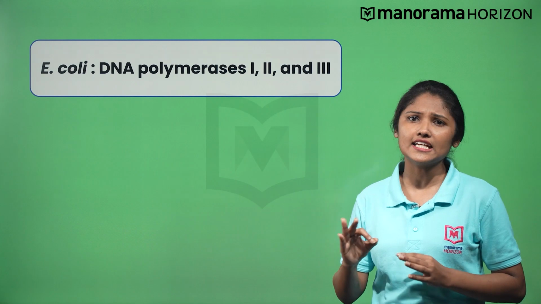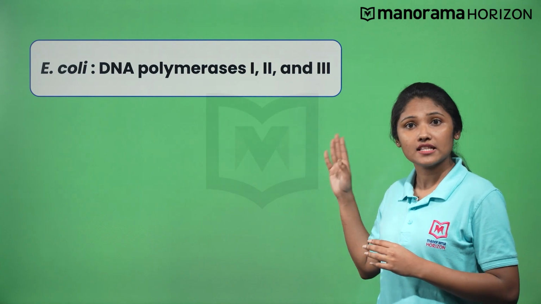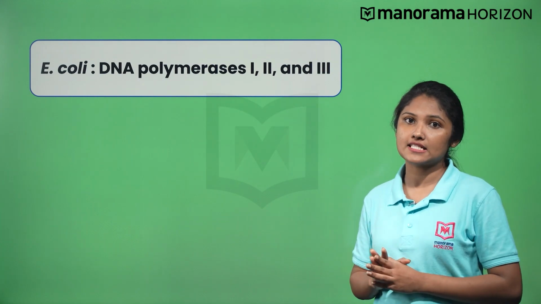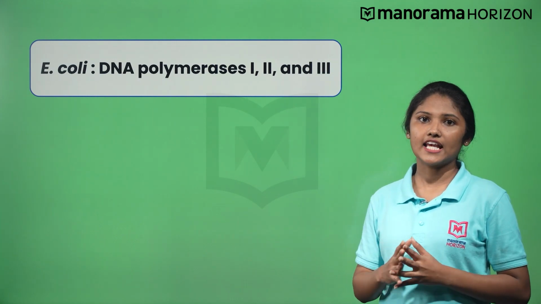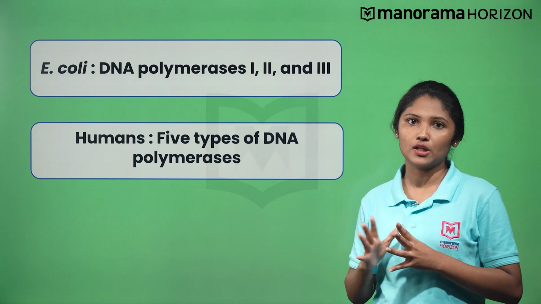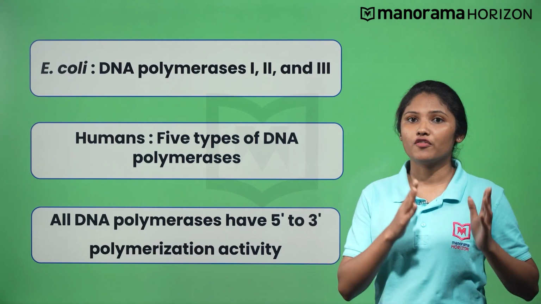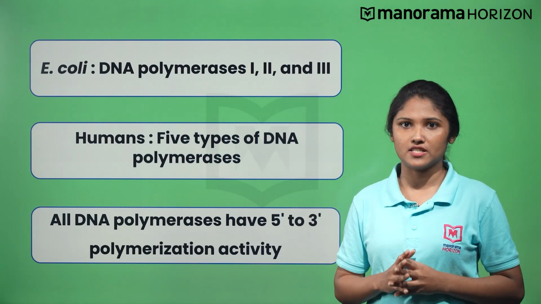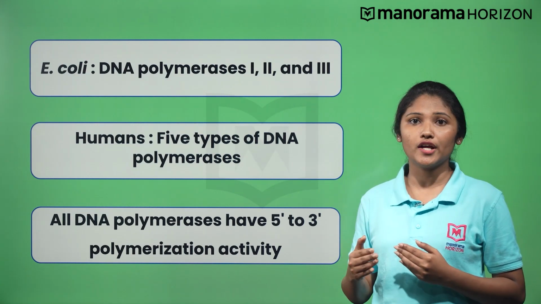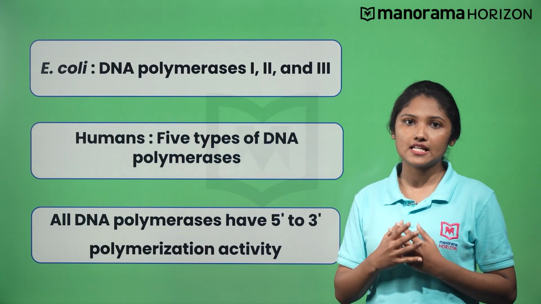Do you know that E. coli has at least 3 types of DNA polymerases called DNA polymerase 1, 2 and 3? Among these, DNA polymerase 3 is the main enzyme of DNA synthesis. Likewise, human cells have at least 5 different types of DNA polymerases. Despite the differences, all these enzymes have 5' to 3' polymerization activity. This means that these enzymes add deoxyribonucleotides to the free 3' end of the primer or the growing end of the DNA strand.